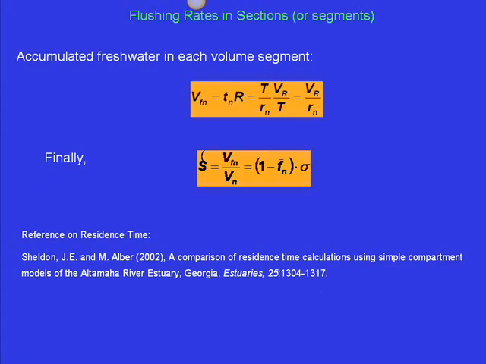So there's this nice paper where they talk about all these approaches, and they actually make the semantic difference between flushing time and residence time and flushing rate. So anyway, you can use any of those approaches to give an answer to residence time.